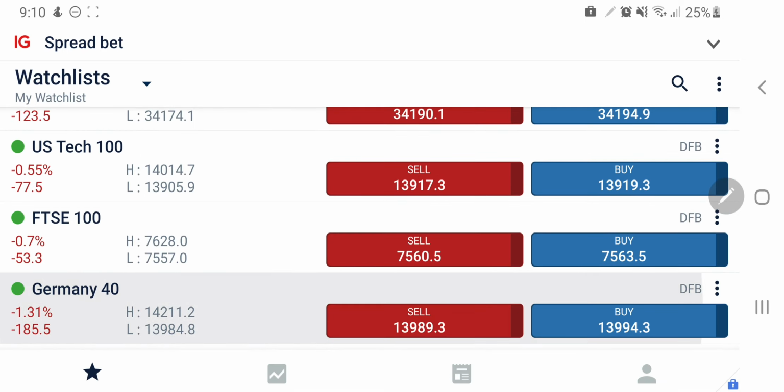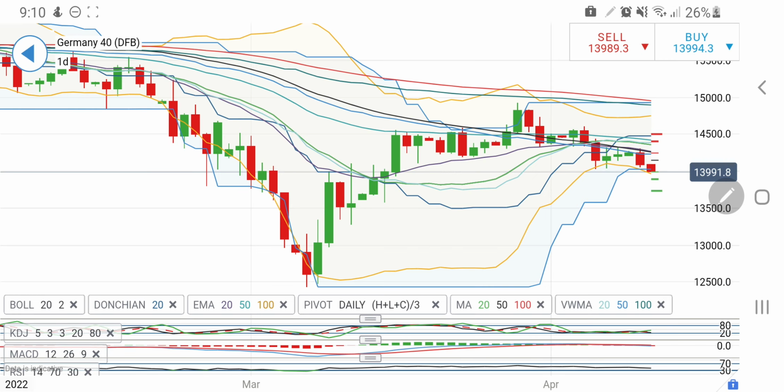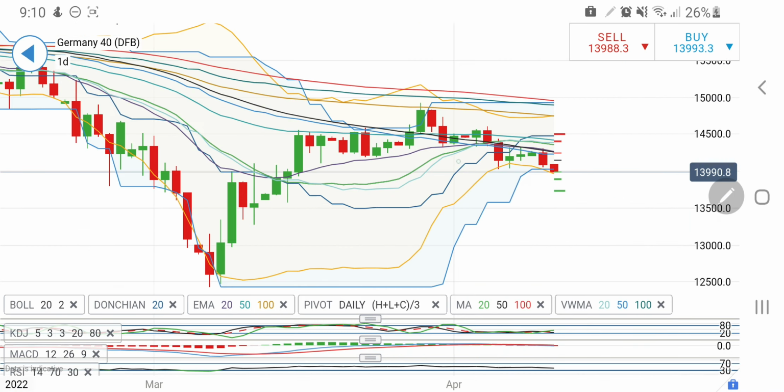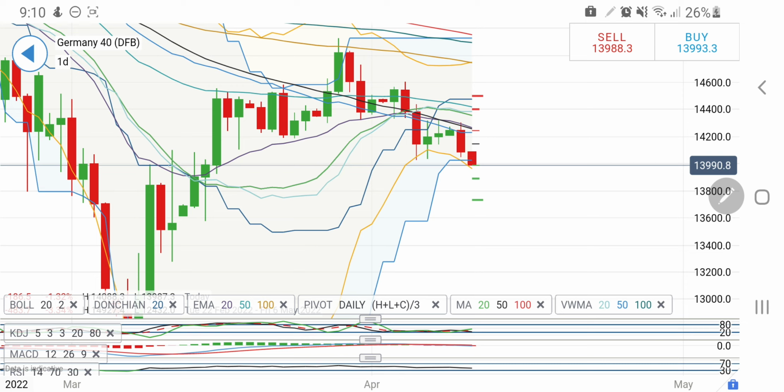Now let's have a look at Germany 40. Germany 40 right now on the daily charts is trading below its critical support at 14,000, and then the next support at 13,980. So if you see it trading below 13,980 levels here, you can go short, and then you can expect it to drop towards 13,800 levels today itself.